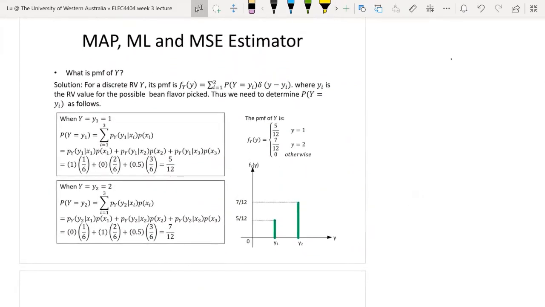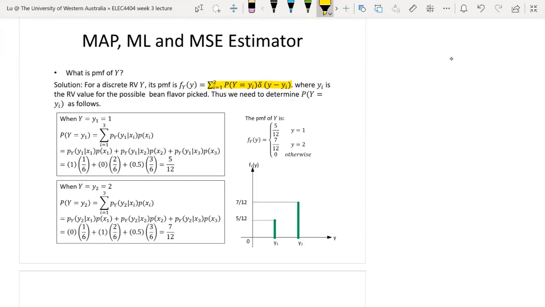Next one, what is the PMF of the Y? Y is the flavor of the bean, right? So for this step, we can't just analyze the example only. We have to use the mathematical knowledge to help us. So regarding the PMF of the Y, we want to evaluate what is the probability we pick an orange or lime flavor bean, and this is a discrete case.